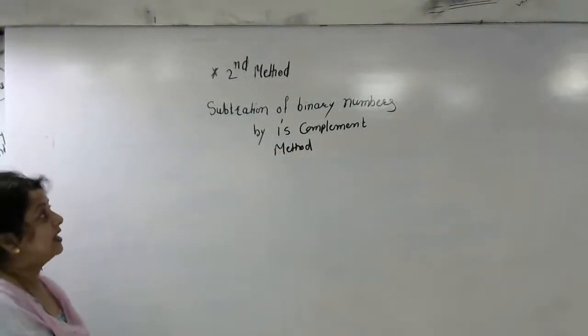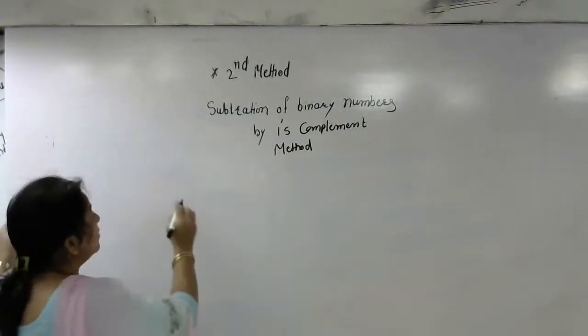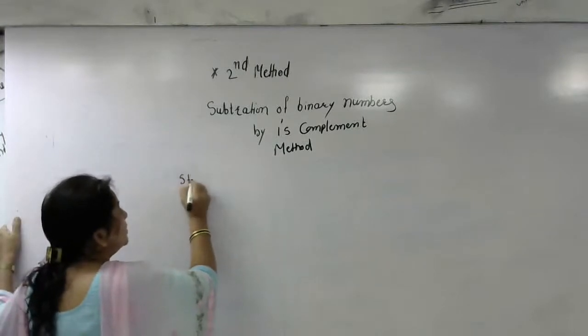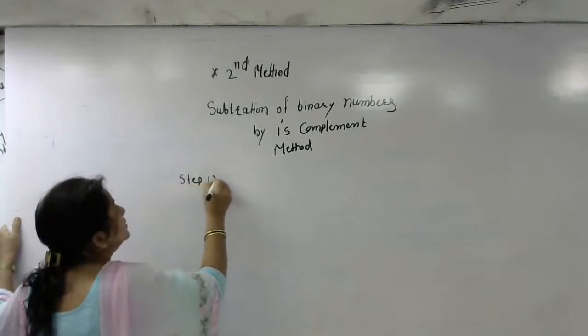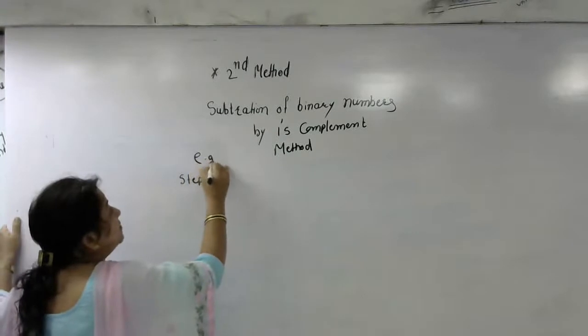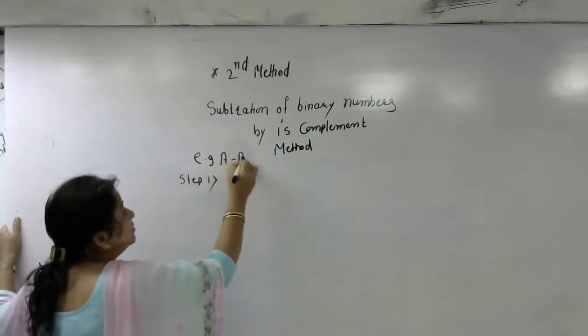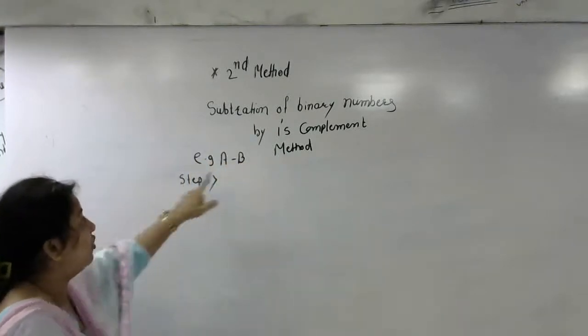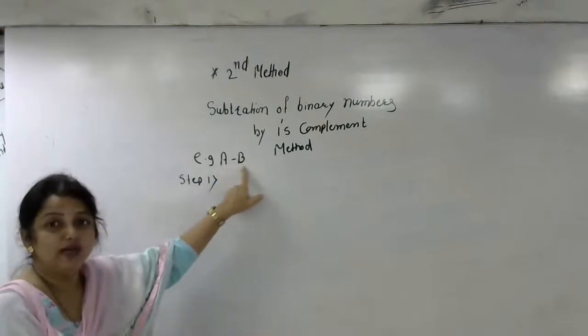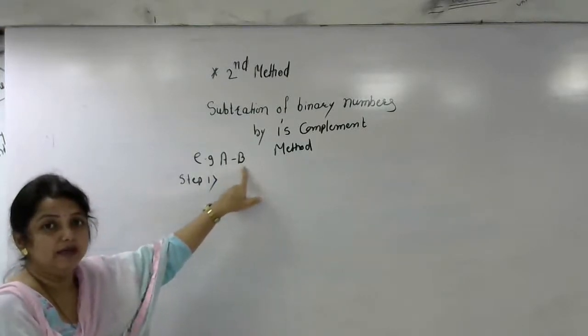Subtraction of binary numbers by the 1's complement method. What is step 1? Suppose, for example, A minus B, where A is any 4-bit number and B is another 4-bit number.